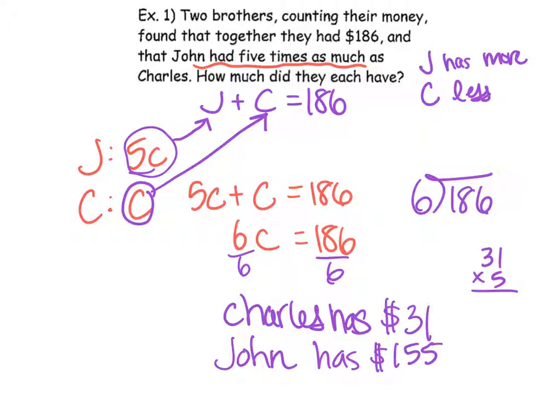And then double check yourself. Does John have 5 times as much? Do they both add up to 186? Yeah, they both add up to 186. I did my math problem right.